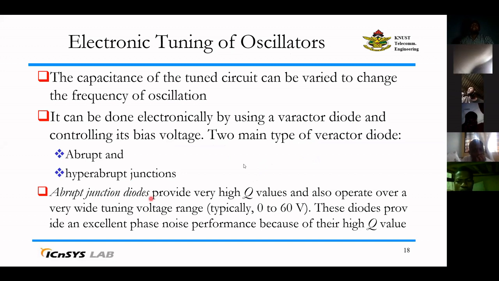So there are two types of such varactor diode. We have the abrupt junction diode. This one provides a very high Q. When we're discussing resonators, you remember what we said about Q. It provides a very high Q, and it has a wide tuning voltage range, which is from 0 to 60 volts. That means that you can apply voltages from 0 up to 60, which means you can vary the distance of the depletion region significantly, which also means that you can vary the frequency significantly.